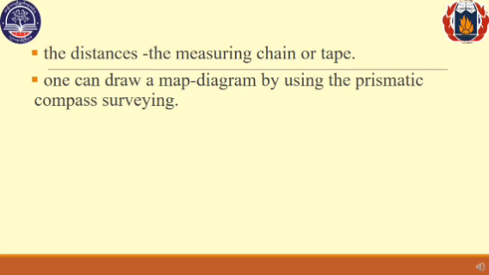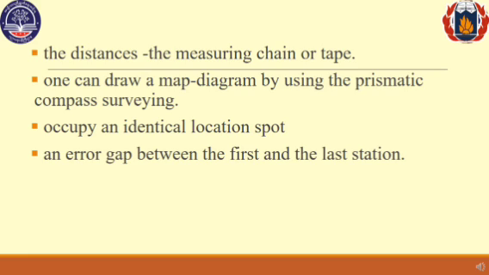Theoretically, the first station and the last station should automatically occupy an identical location. In practice, the accuracy is affected by errors arising from the drawing, and an error exists between the first and the last station. Thus, it is necessary to correct the errors at the end of the traverse.